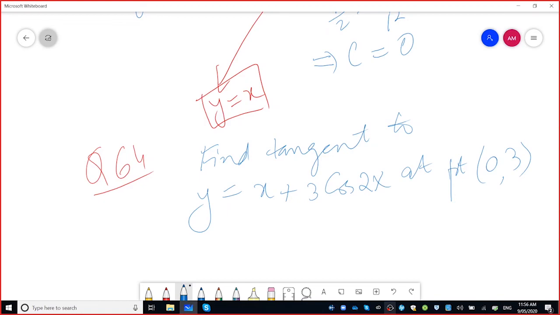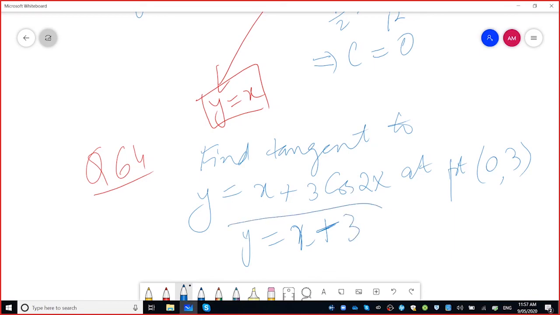I got for the tangent equation y equals x plus 3. Yes, that's the correct answer. The tangent equation is y is equal to x plus 3.